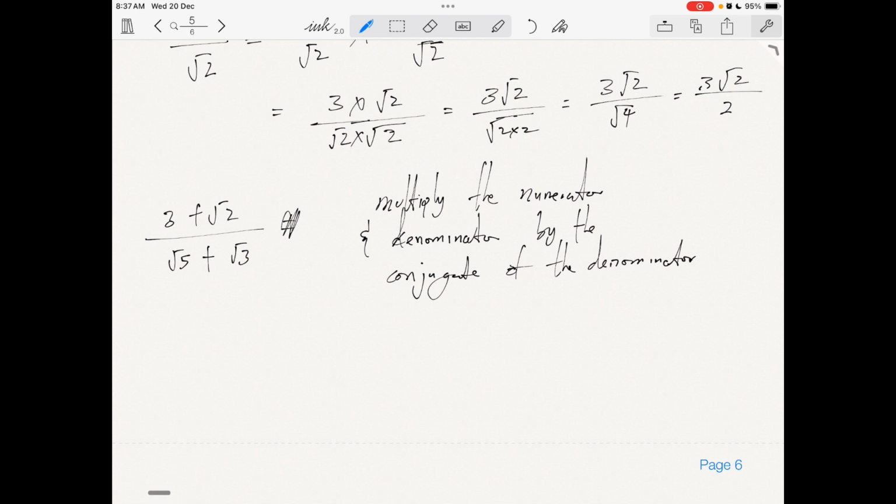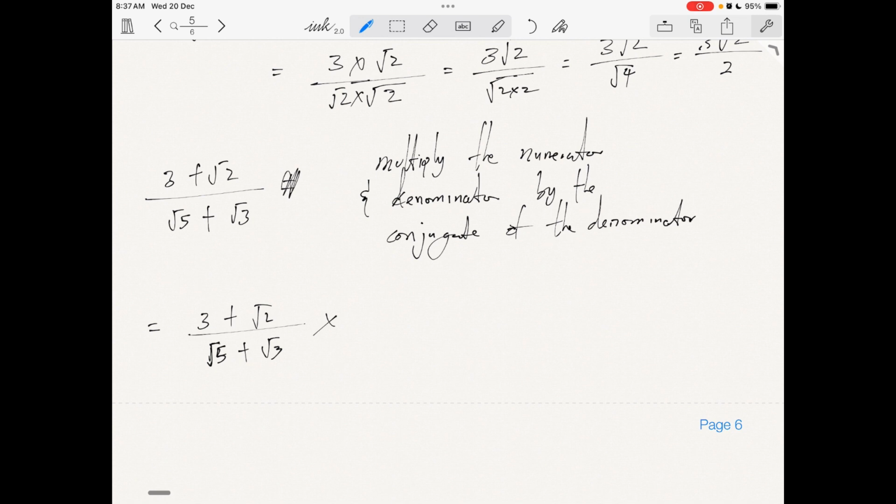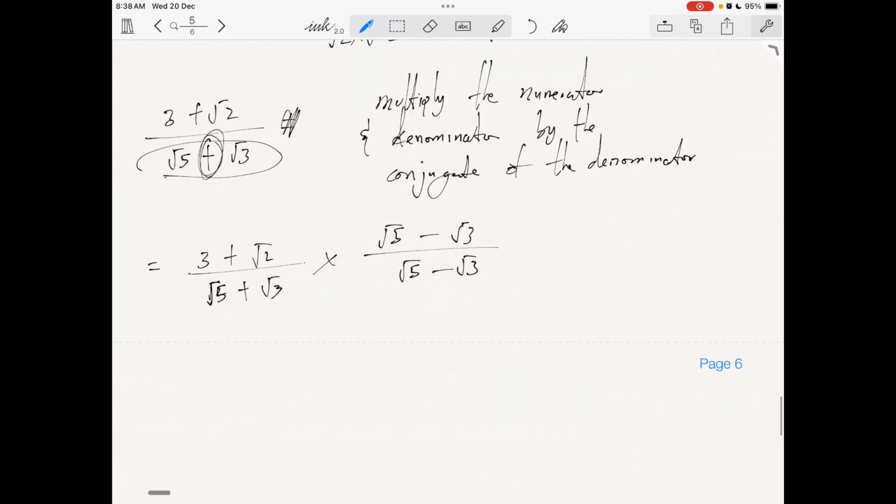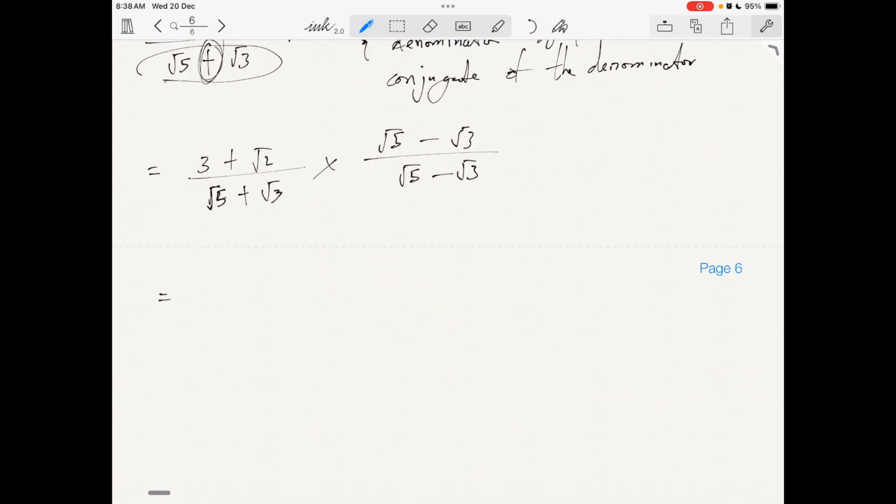Now we are given this, so the solution now is to multiply. We are multiplying the denominator and the numerator by the conjugate of the denominator. So now the question is, what is the conjugate of the denominator? This is the denominator here, and for the conjugate we change the sign at the center here. So our answer will be root 5 minus root 3 divided by root 5 minus root 3.